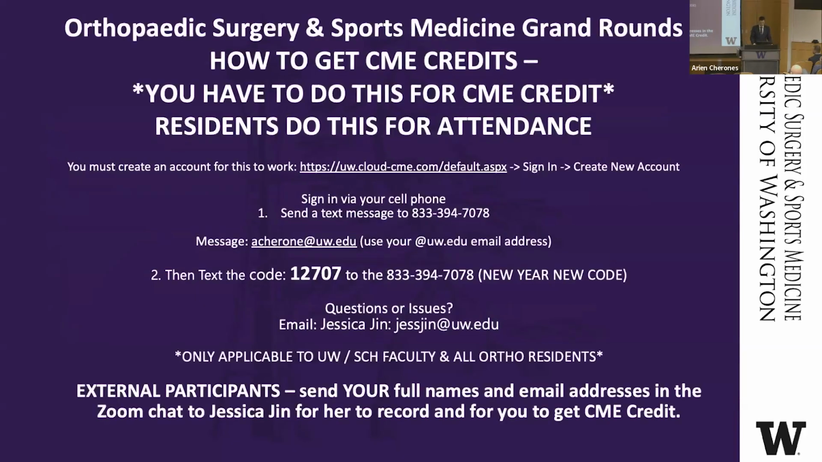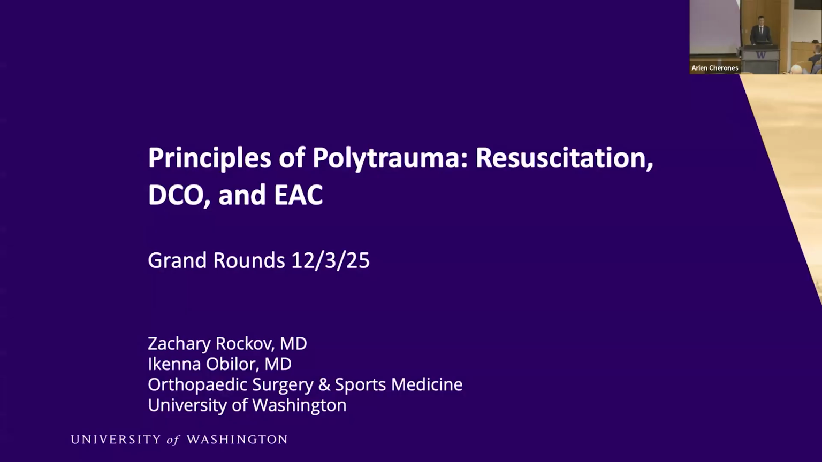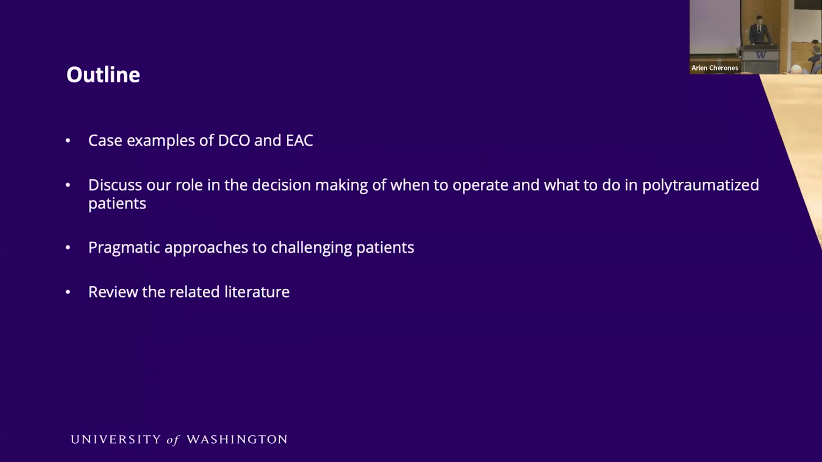I won't touch much on the early total care, since we've essentially moved away from that and found out that that is not a great pathway to choose for patients. You shouldn't just fix everything once they come in or fix nothing, which was essentially the transition from early total care to damage control orthopedics. The pendulum swung too far from one side to the other. So I'm going to go over some case examples of damage control orthopedics and early appropriate care, discuss our role in the decision-making and when to operate and what to do in polytraumatized patients, come up with some pragmatic approaches to challenging patients, and review the literature.